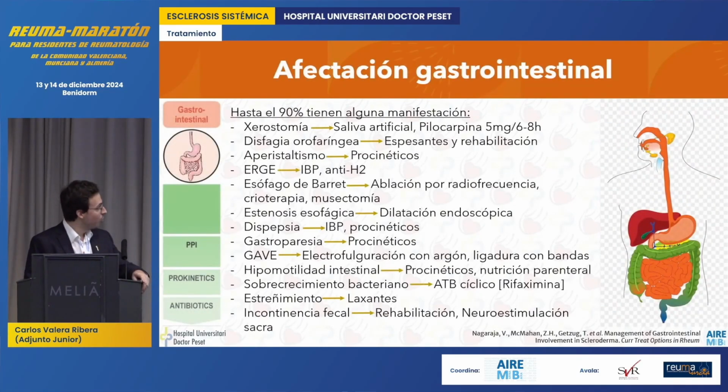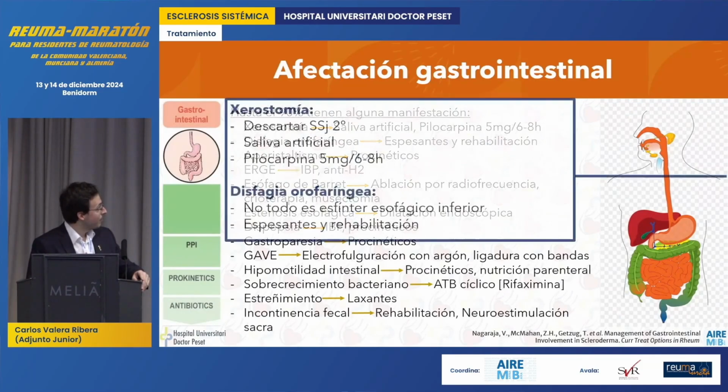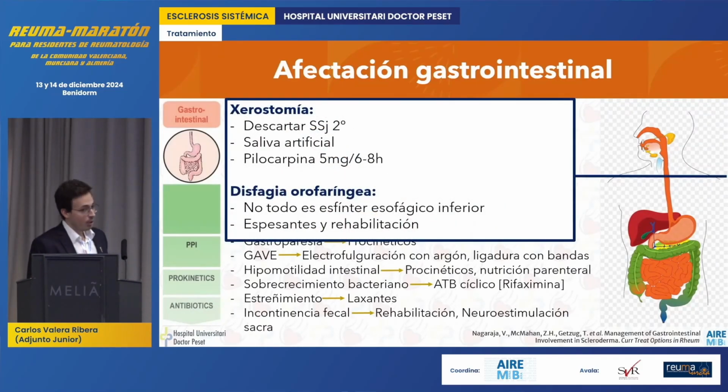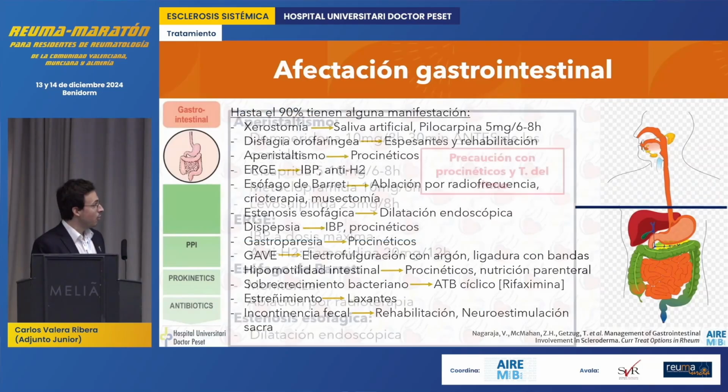Gastrointestinal involvement is multifaceted. Let's go step by step. As for xerostomia, our colleagues who will be discussing Sjogren's syndrome will explain symptomatic treatment much better. Regarding oropharyngeal dysfunction, it's important to remember that not everything in scleroderma is about the lower esophageal sphincter. The upper esophageal sphincter is also affected. Obviously, in this case, thickeners and rehabilitation are recommended.